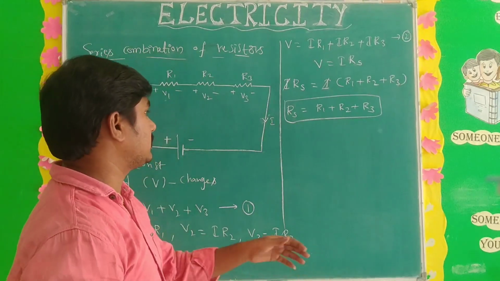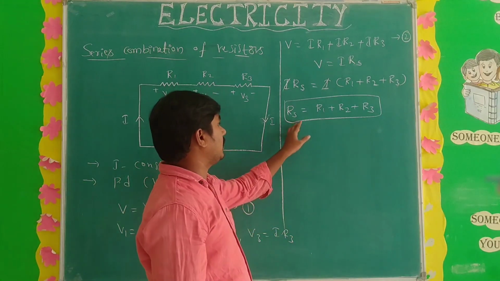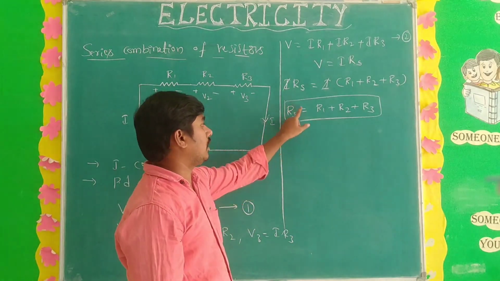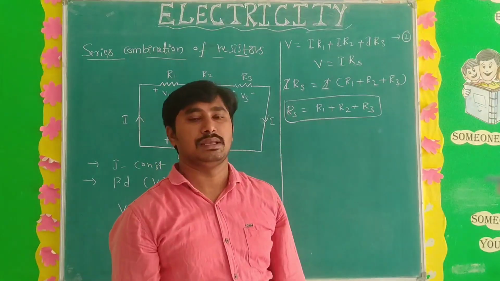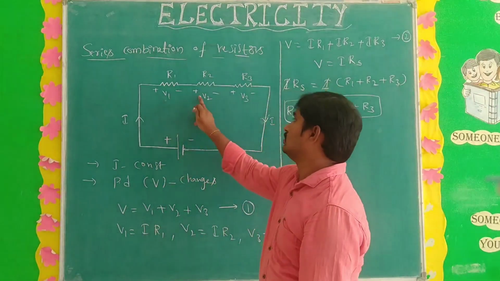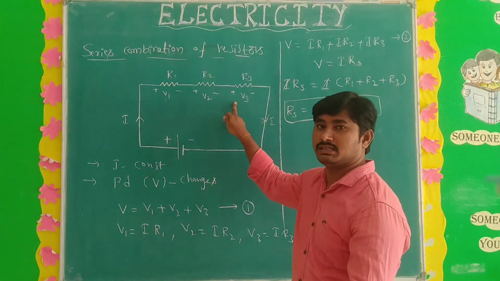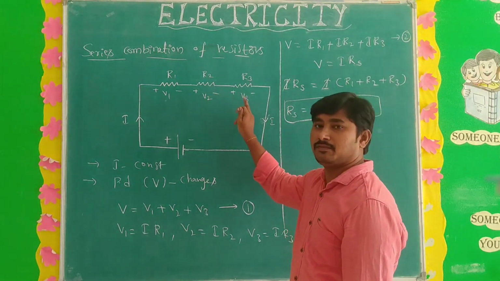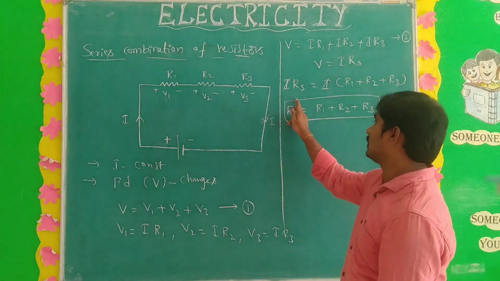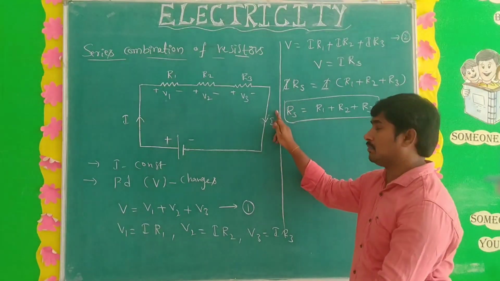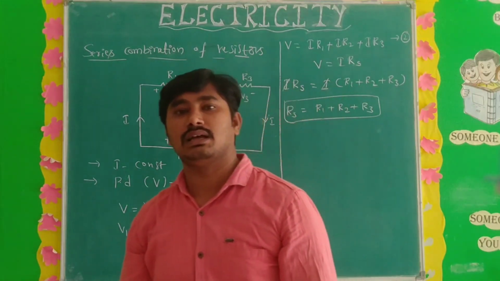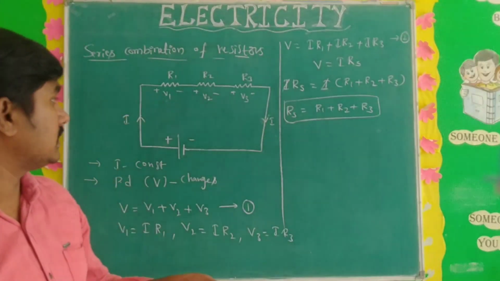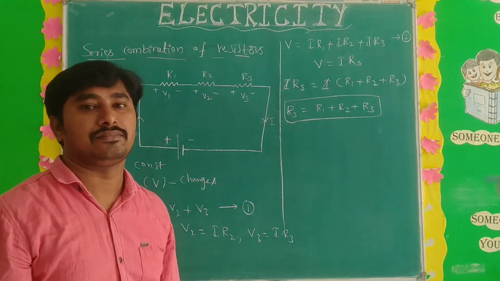Which connection? Series connection. In series connection, what is the formula? Equivalent resistance R is equal to the sum of the individual resistances. For example, if we are given 2, 3, 4, what is the total resistance in series combination? 2 plus 3 plus 4. The total equivalent resistance in the series combination is equal to the sum of the individual resistances.